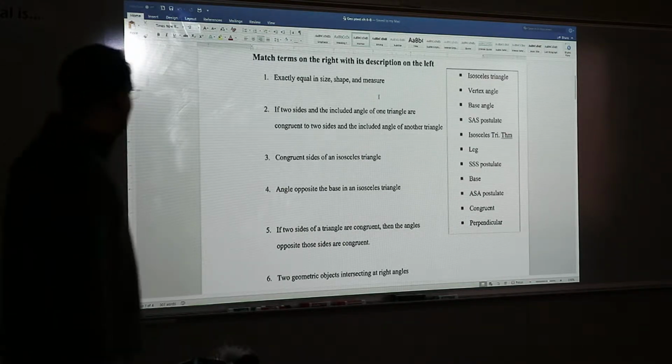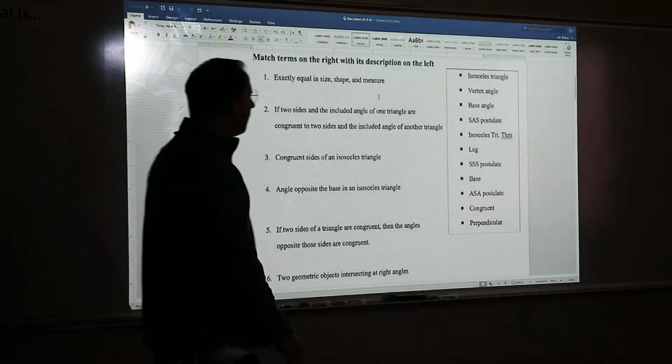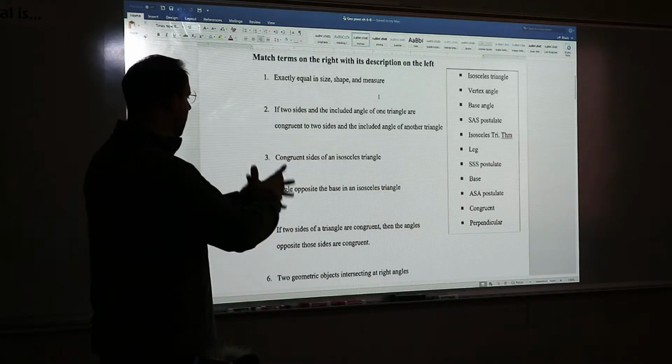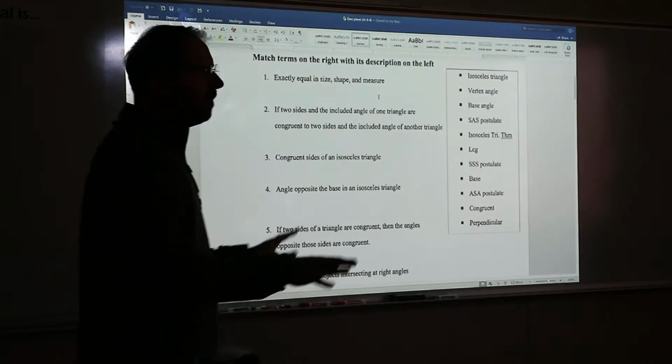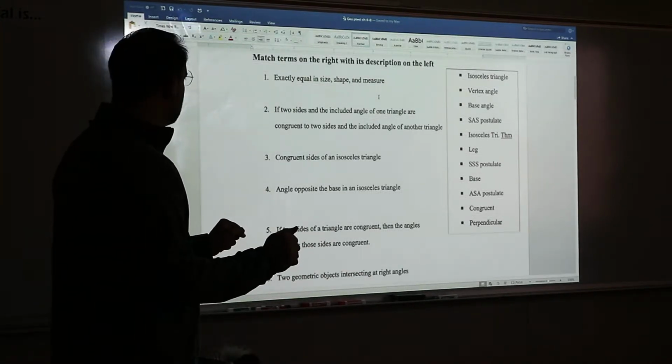All right. But again, perpendicular: two geometric figures that intersect at right angles. Okay, questions on the vocab terms.